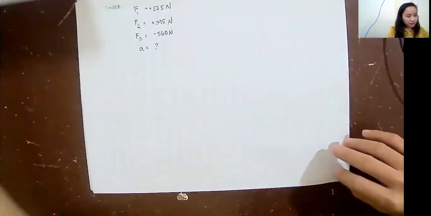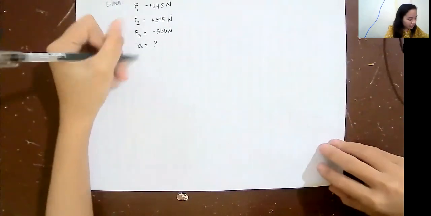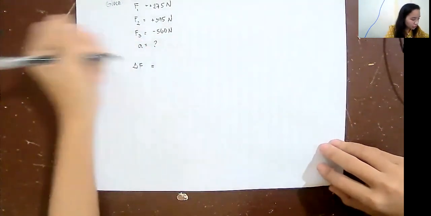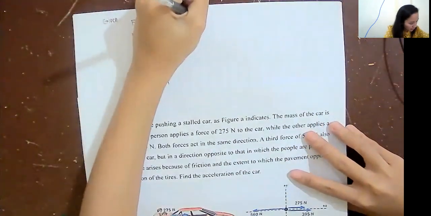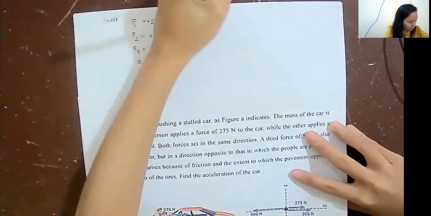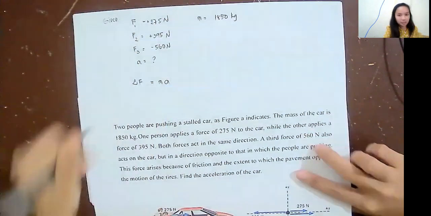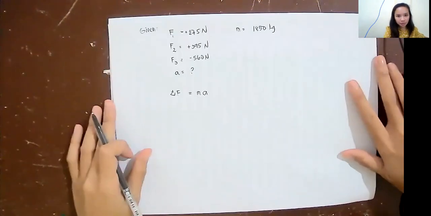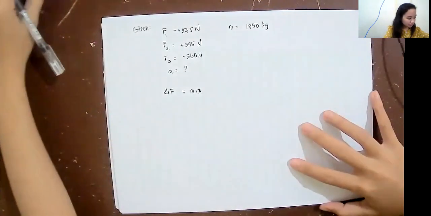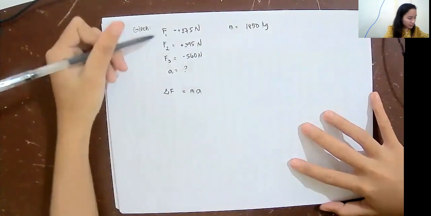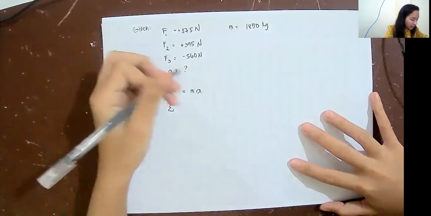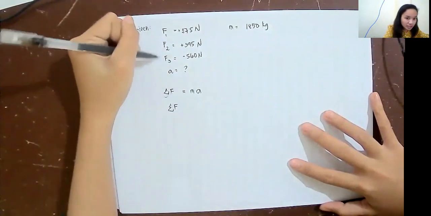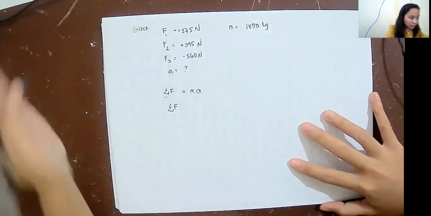Now remember that Newton's second law states that the summation of all forces is equal to mass times acceleration. I'm sorry, I forgot to write the mass, which is 1,850 kilograms, another given from the problem. Then you are going to add all these forces. The summation sign means you have to add all the forces acting on the body, or on the car.